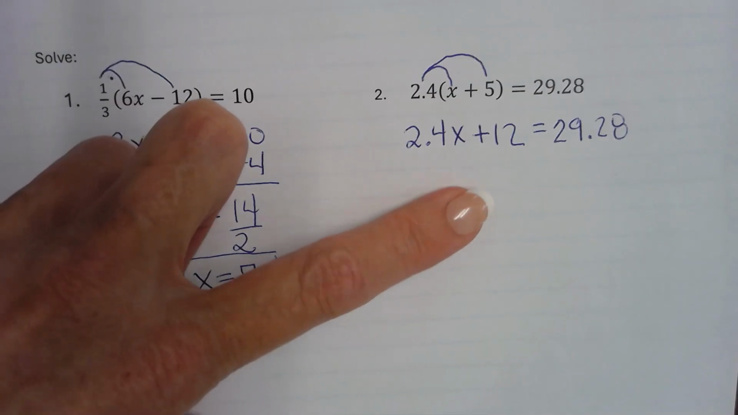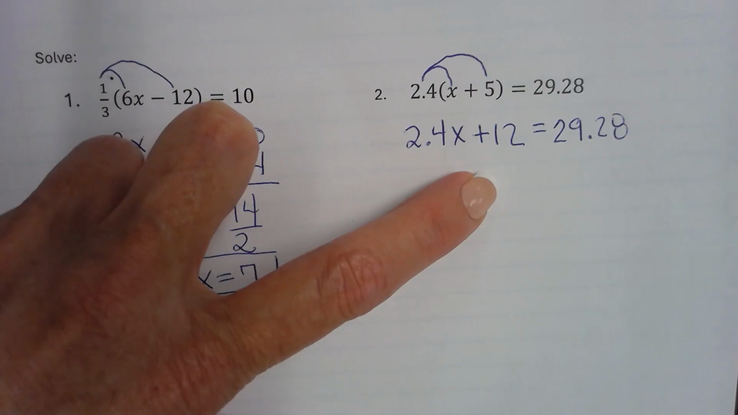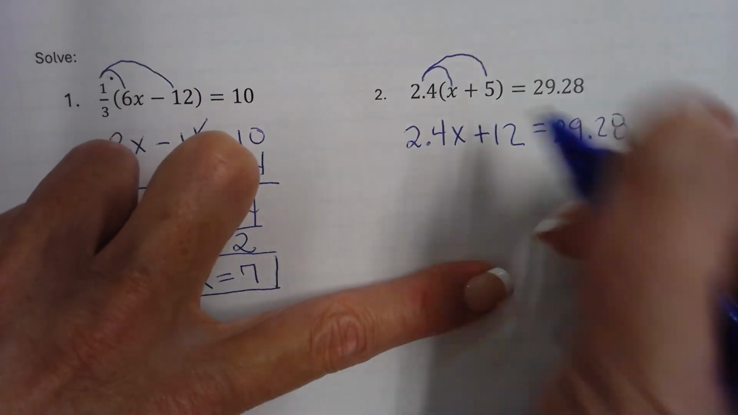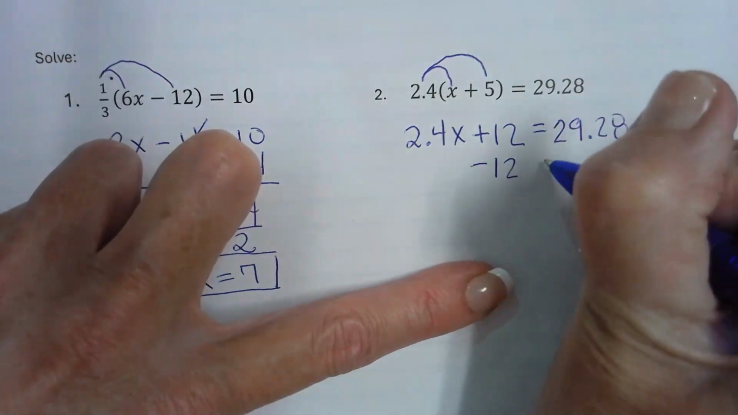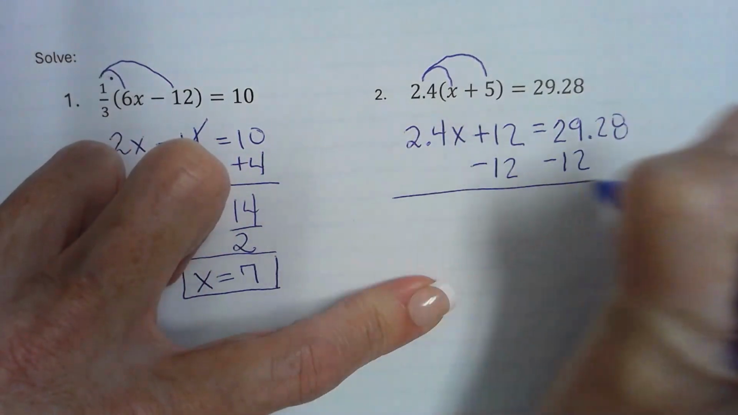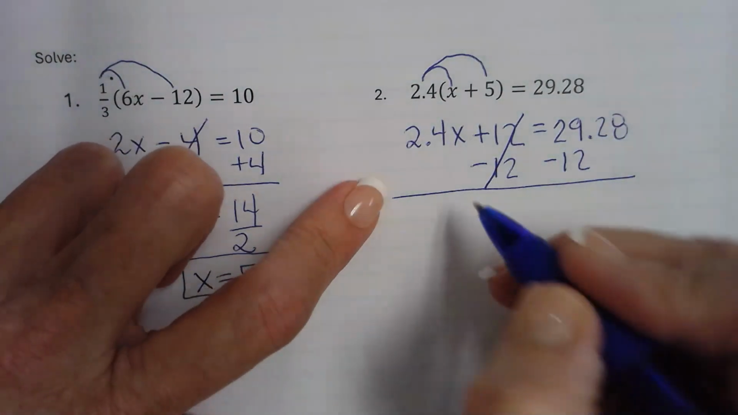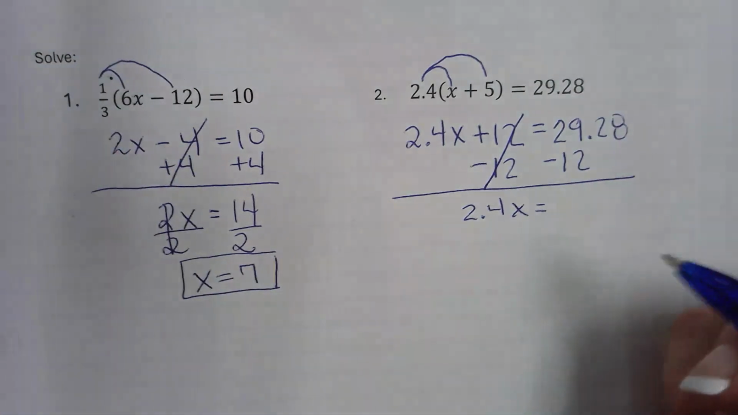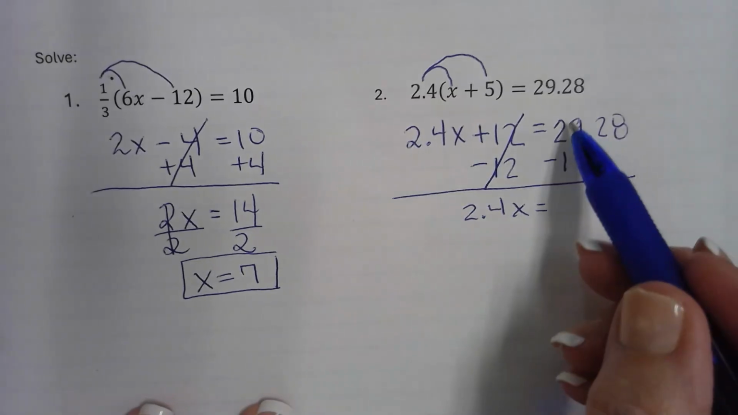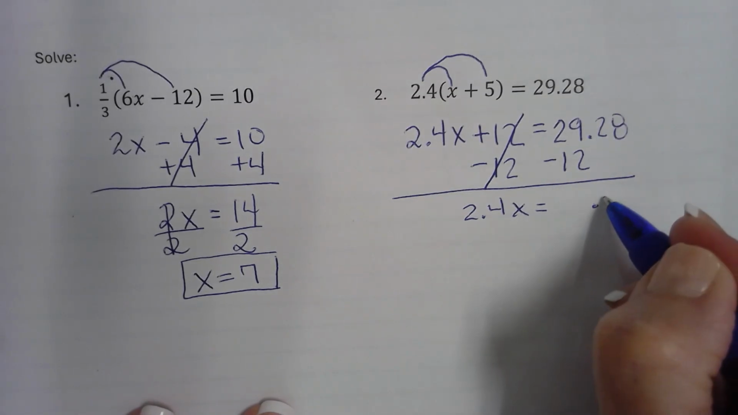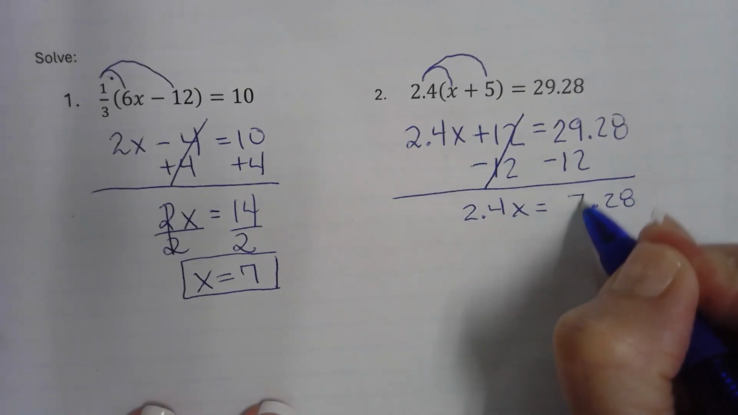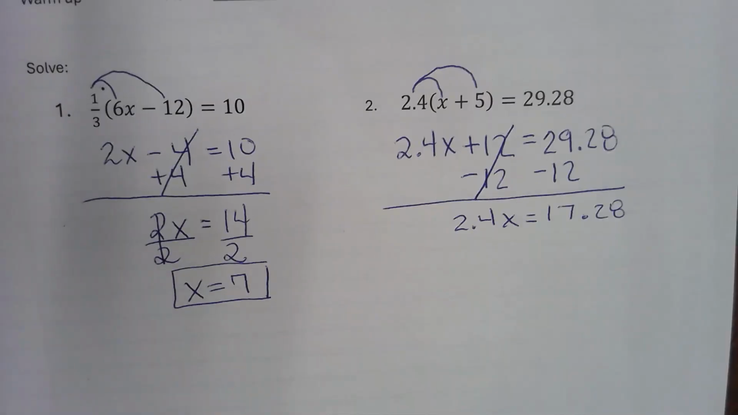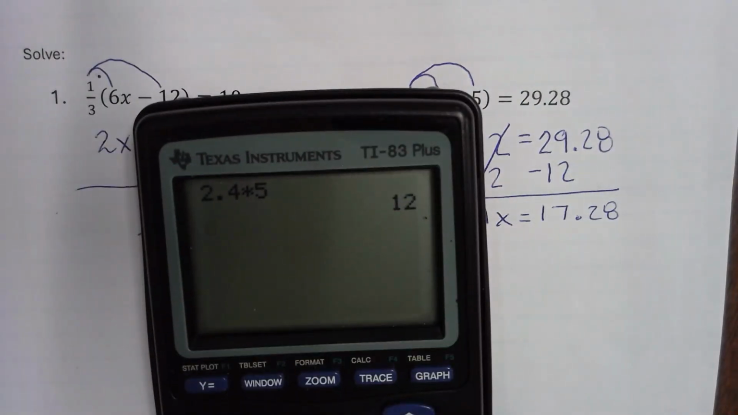All right. What would be my next step here, Brady? Subtract 12 on both sides. Okay. So I'm going to bring down my 2.4x. I'm going to bring down my equal sign. I can do this in my head. The whole number just goes right underneath the whole number, so I've got a 0.28, and then when I subtract there, I believe I get 17. Now, if you struggle with that, we got a calculator. We're doing 29.28 minus 12, and there she is.